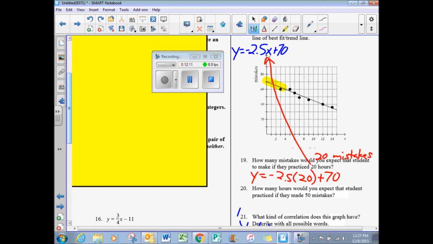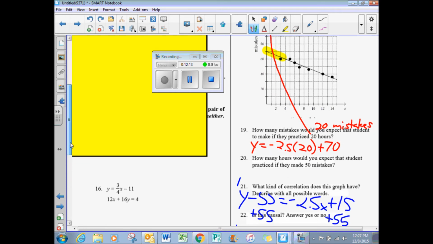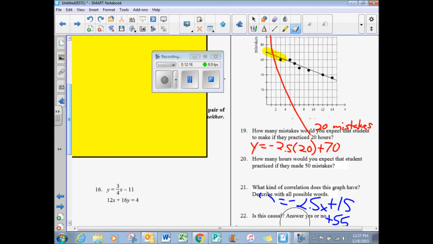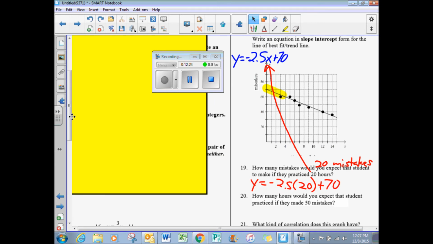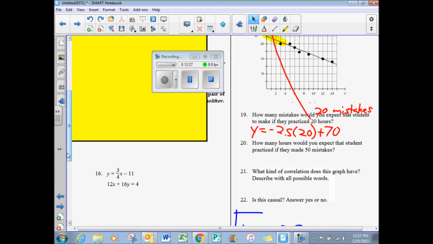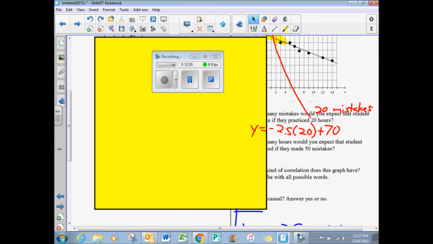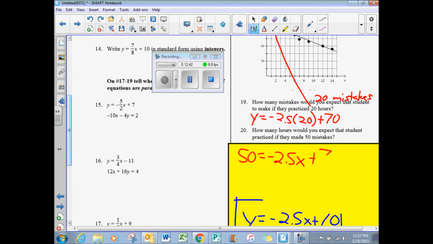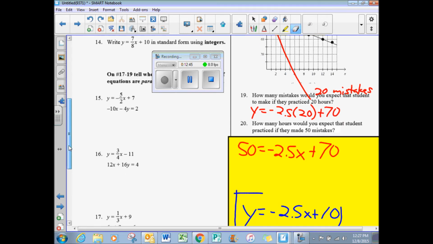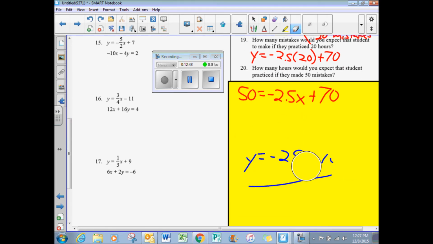Okay? And then, how many hours would you expect that student practiced if they made 50 mistakes? That's a lot of mistakes, right? So probably not a lot of practice. So what's 50, x or y? Y. So then I just go like this. I'm going to plug in 50 for y: 50 equals negative 2.5x plus 70. And I'm going to solve for x.